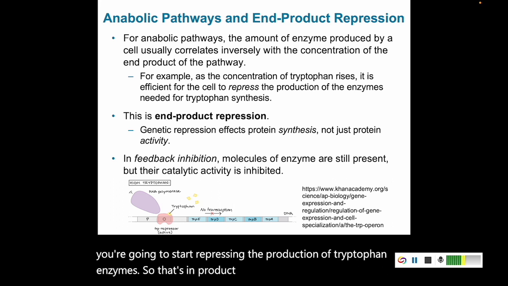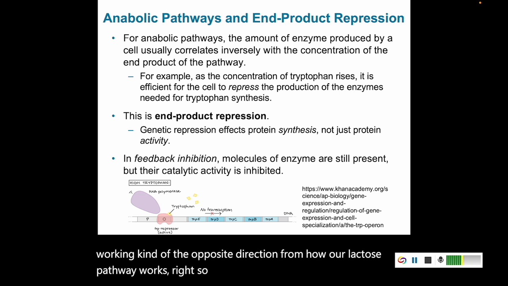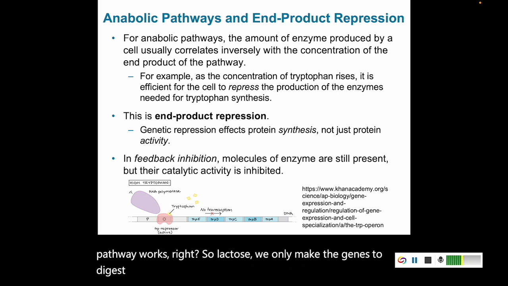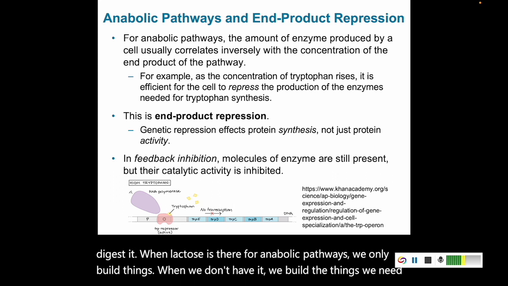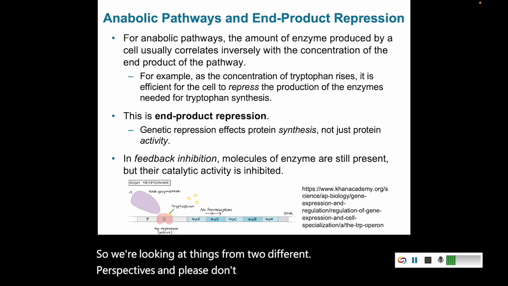That's going to be working kind of the opposite direction from how our lactose pathway works, right? With lactose, we only make the genes to digest it when lactose is there. For anabolic pathways, we only build things when we don't have it. We build the things we need. So we're looking at things from two different perspectives, and please don't get those two different kinds of pathways confused.